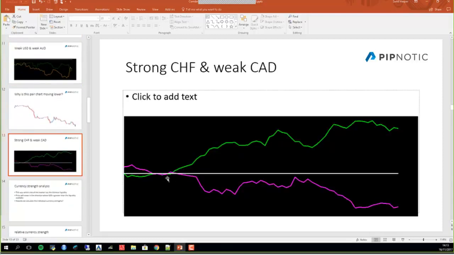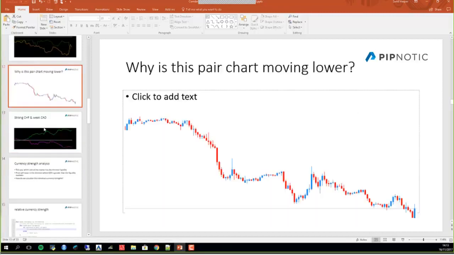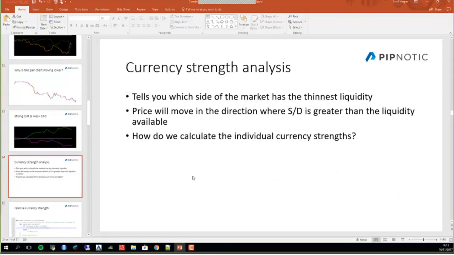Okay, so you can see very clearly here, for a moment we had Canadian dollar strength, Swiss franc weakness. They crossed, went past the zero line, and then they started to diverge, which we could see very clearly represented here in price.